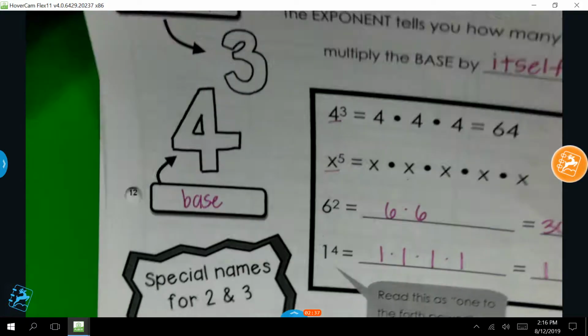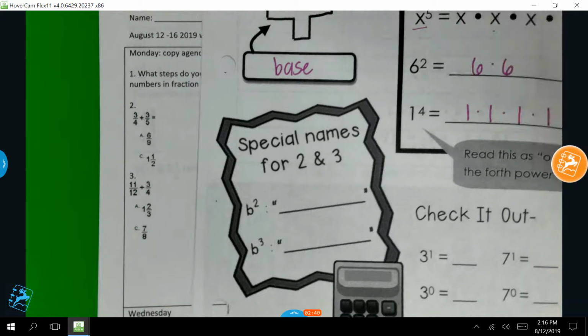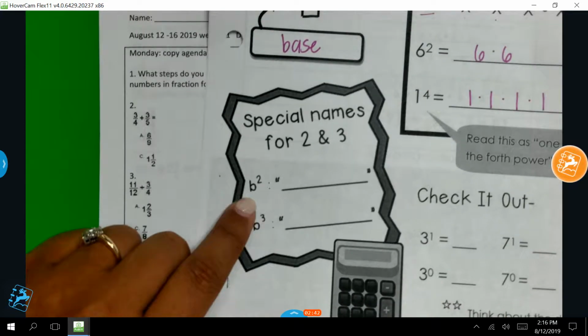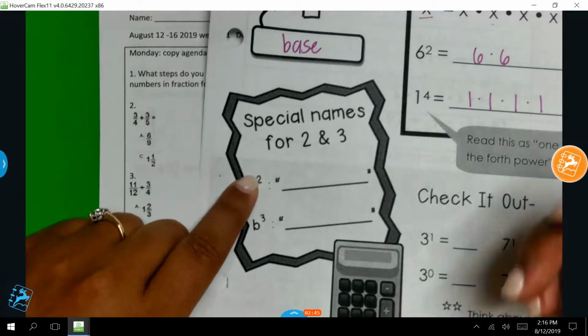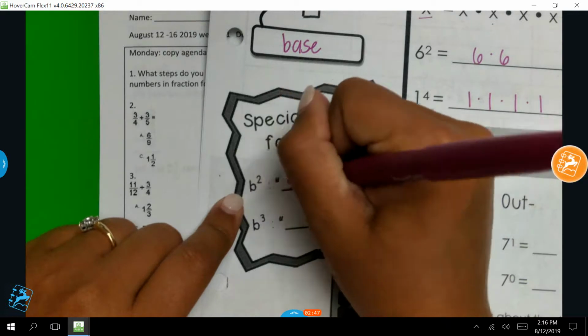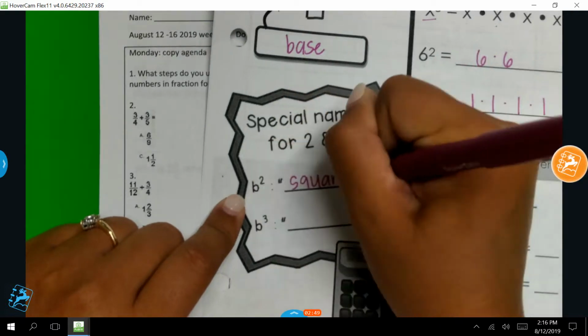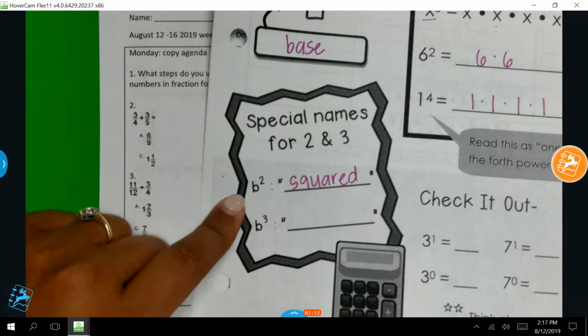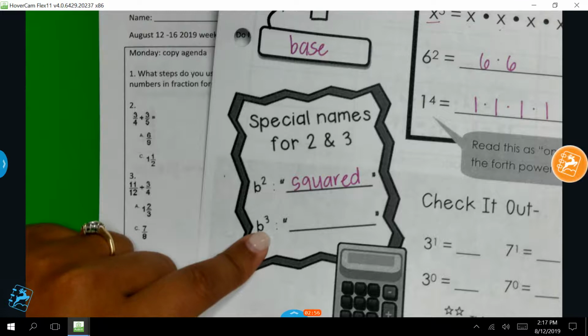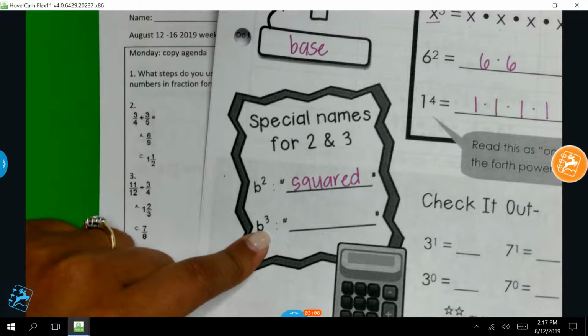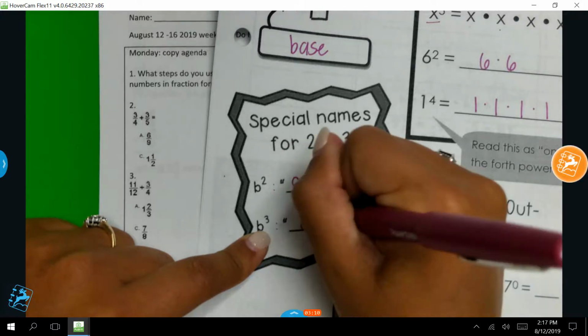All right, look over here for the special names. So special names for 2 and 3. So first I have b to the 2nd power. What else can I say, Addison? Squared. Good. I could say b squared. But that only goes for exponents that are 2. Okay. What do you think b to the 3 exponent's called? Cubed. Good job. So that would be b cubed.